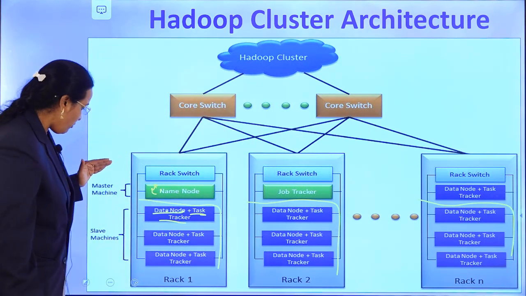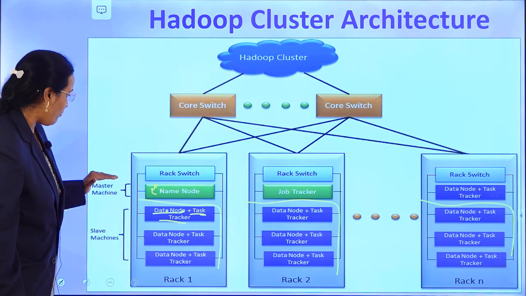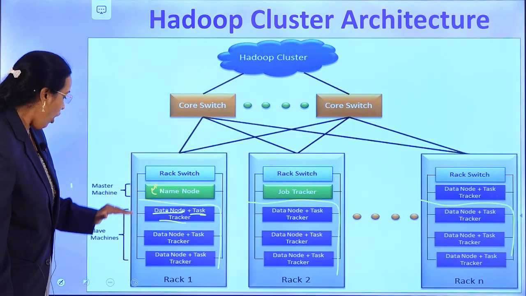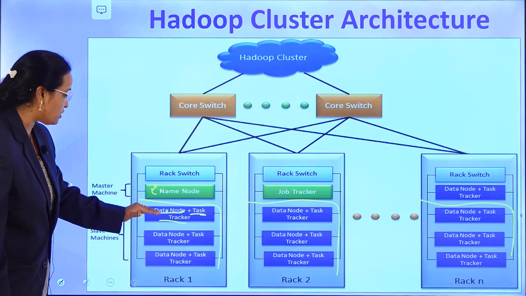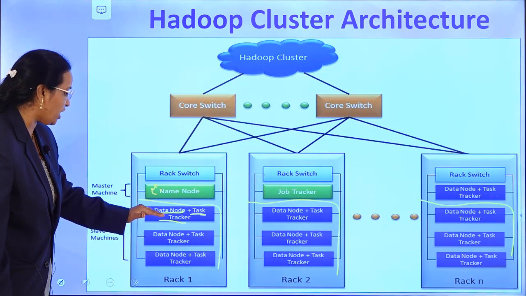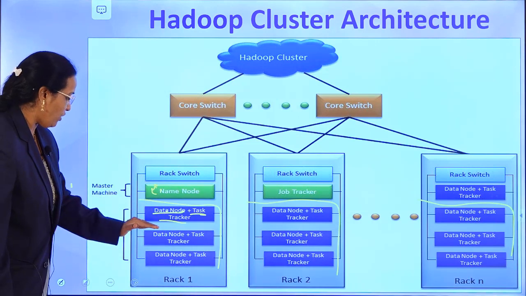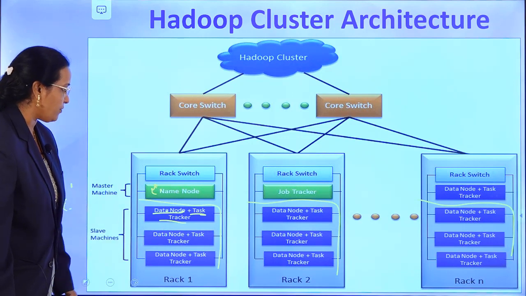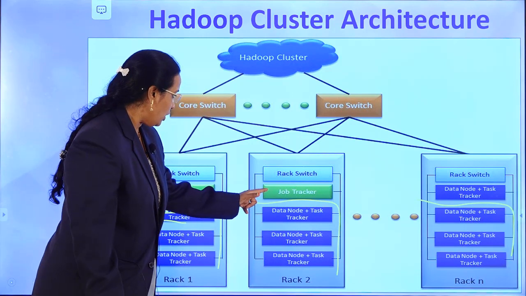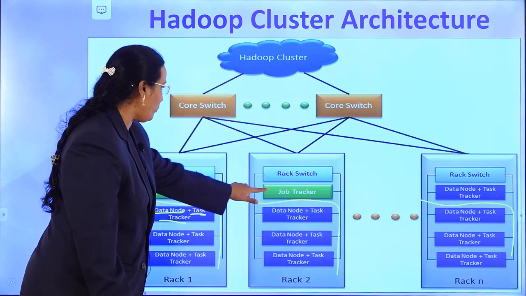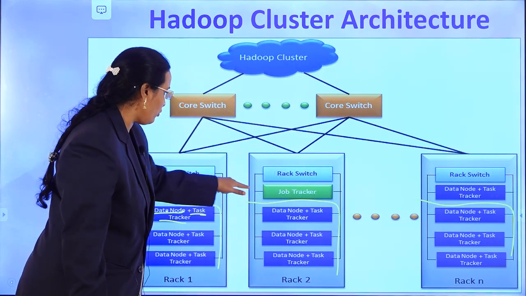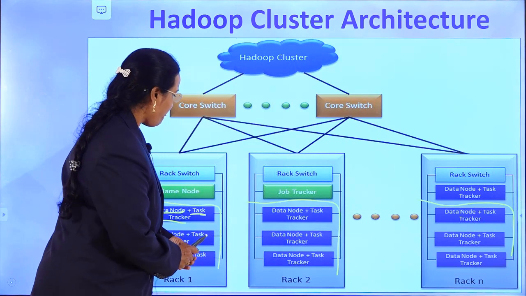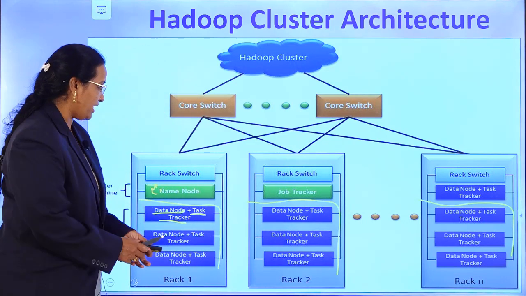So let us see here. We have a master machine and slave machines. On the master machine we have a name node, and on the slave machines we have slave nodes, and in the slave nodes we have two daemons, the data node and the task tracker. Here we have a job tracker. That means the job tracker will be available in the name node, as part of the master node. So generally, we'll go to the next slide.